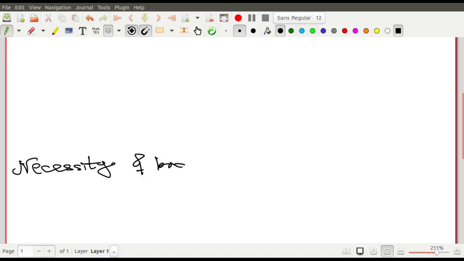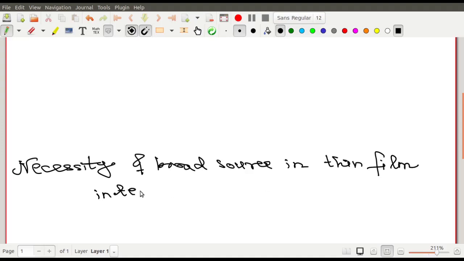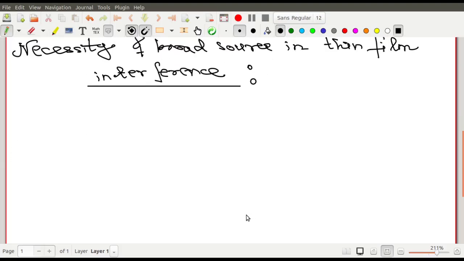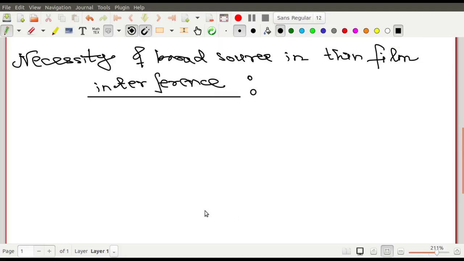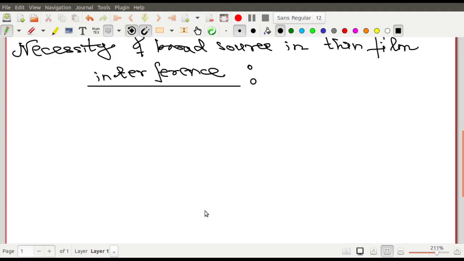Necessity of broad source in thin film interference. So why the requirement is a broad source? So I have taken some beautiful diagrams from different textbooks that I actually follow. So thin film interference কেন আমাদের broad source লাগবে? So point source will also do, but point source has some disadvantage basically. So point source এর disadvantage আছে কিছু, তো সেই জন্য আমরা broad source এ move on করি.